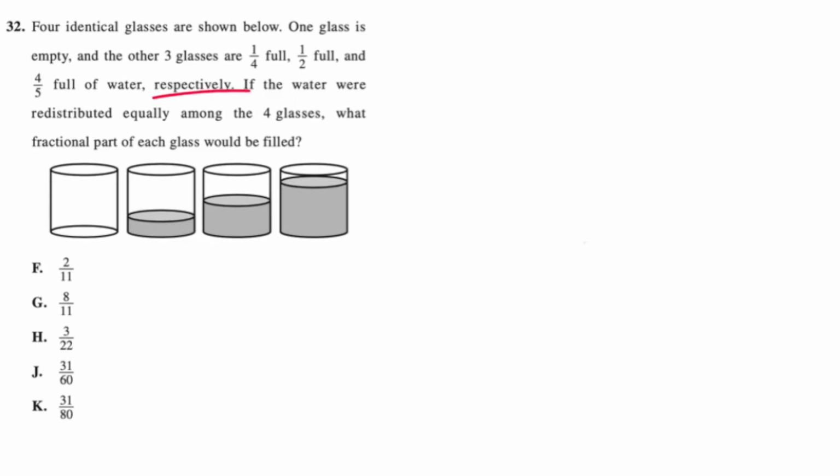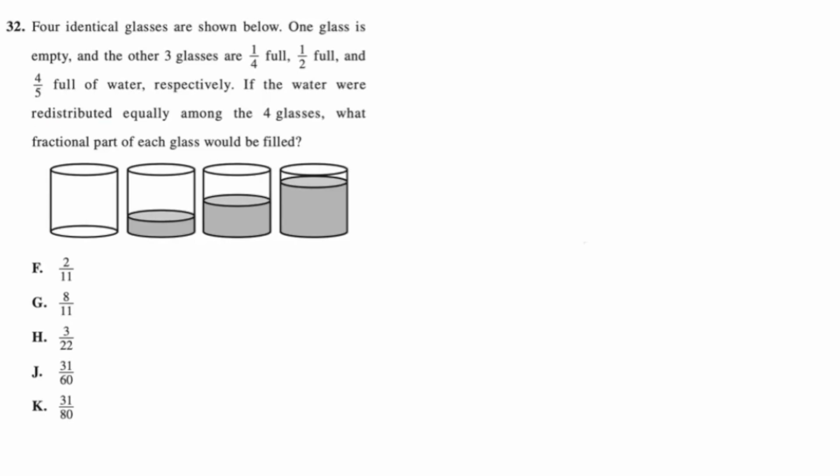First, let's talk about this word respectively. I've seen it on other ACT problems as well. And it's really just a way of assigning a bunch of values in the order that they're stated in a sentence. So when it says the other 3 glasses are 1/4 full, 1/2 full, and 4/5 full, respectively, it just means in that order. So we're going to redistribute this water equally.